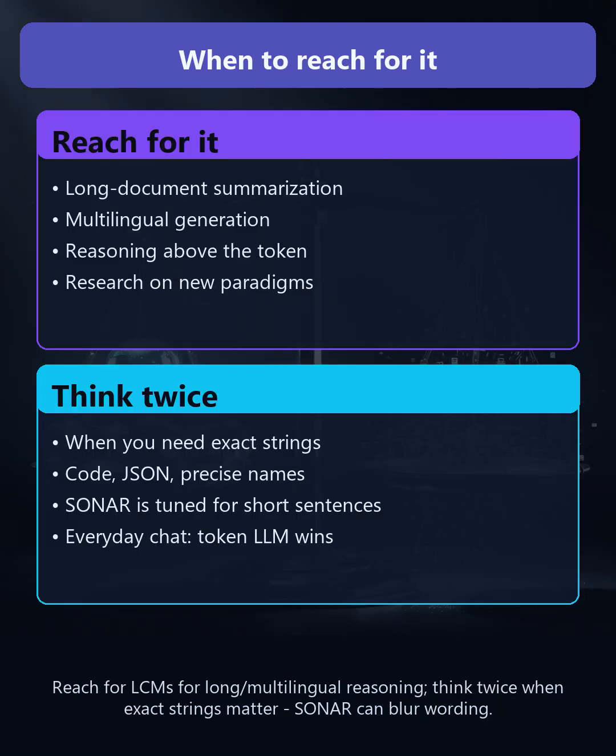So when should you reach for it? Consider it for long document summarization, multilingual generation, and research into reasoning above the token level. Think twice when you need exact strings, code, JSON, precise names, because the SONAR bottleneck is tuned for short sentences and can blur exact wording. For everyday chat and precise text, a standard token LLM is still the safer default today.